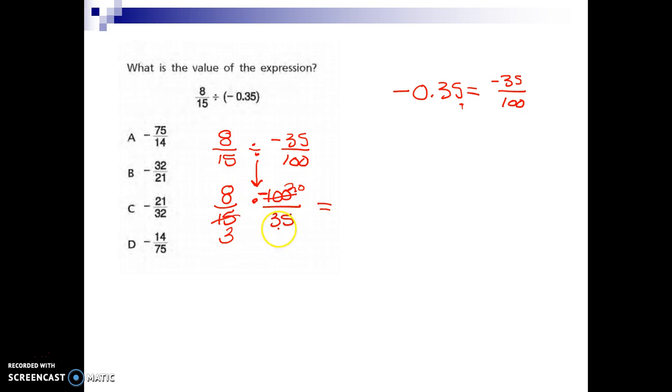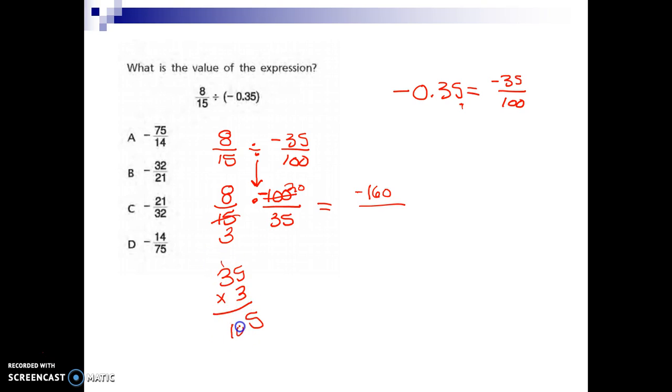Now I'm going to multiply straight across the top, straight across the bottom. 8 times 20, 8 times 2 is 16, so 8 times 20 is 160. Got my little negative sign there. Oh, I could have simplified here also. Oh well. 3 times 35. I should have divided out by another factor of 5. 3 times 35. 3 times 5 is 15.